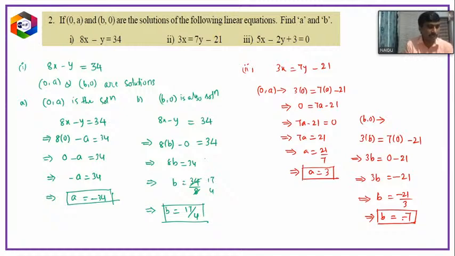So it is time to close, and we have one more problem. Please try to complete it and give the answer. I need the answers, and if you can give them, I will close the session. Please, children, try to complete the third question, that is 5x minus 2y plus 3 equals 0. I need the answers from you, children. 5x minus 2y. Let us substitute 0 comma a in the given equation, x value 0 and y value a. I want the value of a first.